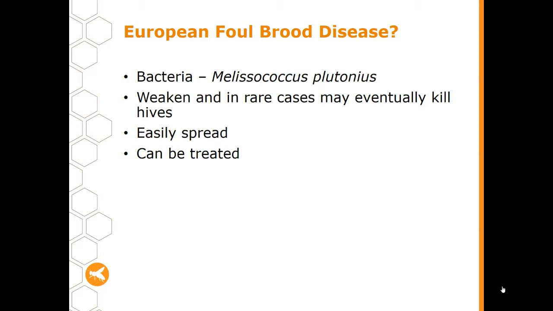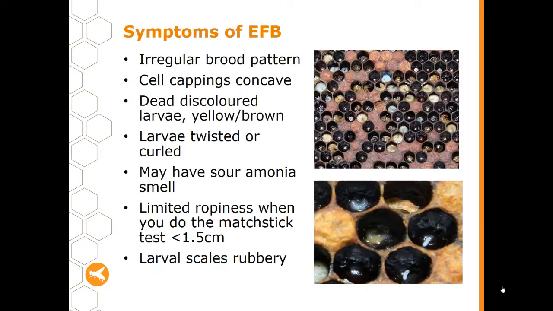So the symptoms of EFB are almost the same as those of AFB. So your irregular brood patterns, your cell cappings that are dark or concave. You might also see dead or discoloured larvae, so there'll be a yellowy browny colour. Your larvae might be twisted or curled in the cell. And EFB has more of a sour ammonia smell. Someone said to me once, smells like rotten oranges kind of smell.